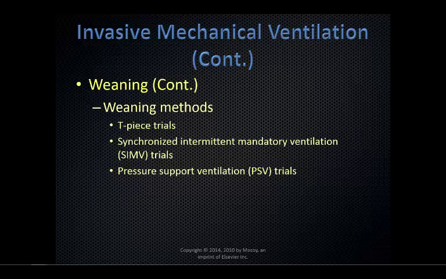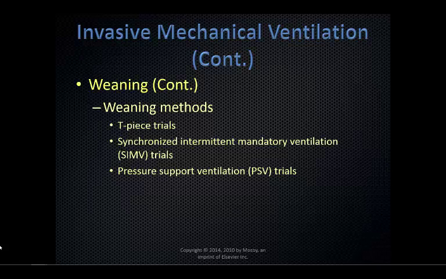Now, pressure support ventilation weaning consists of placing the patient on the pressure support mode and then setting the pressure support at a level that facilitates the patient achieving a spontaneous tidal volume of somewhere between 10 to 12 milliliters per kilogram. So if the patient weighs 80 kilograms, then we would anticipate a tidal volume of about 800 mL.